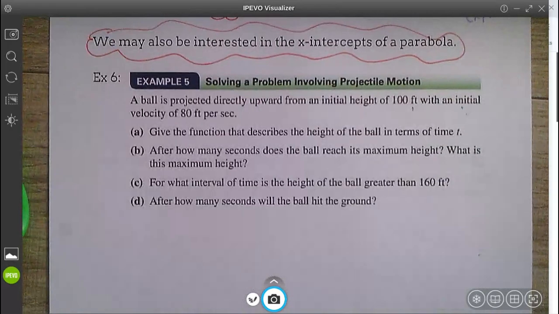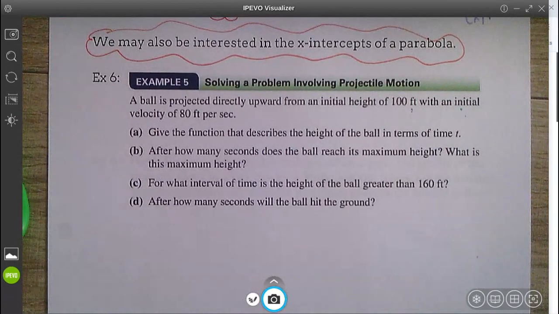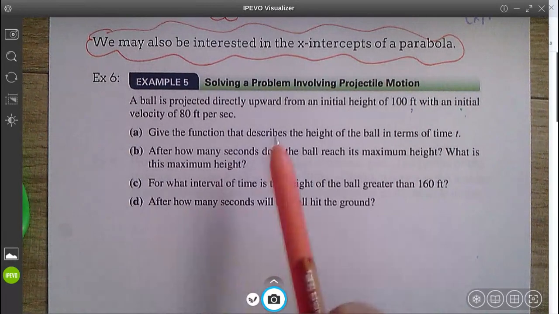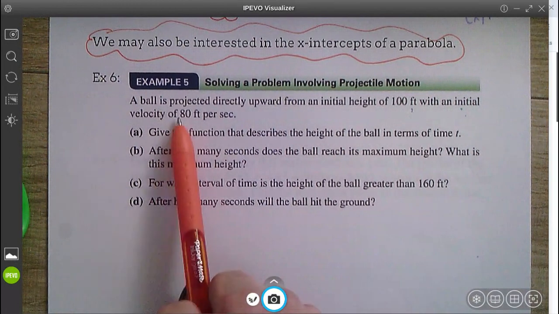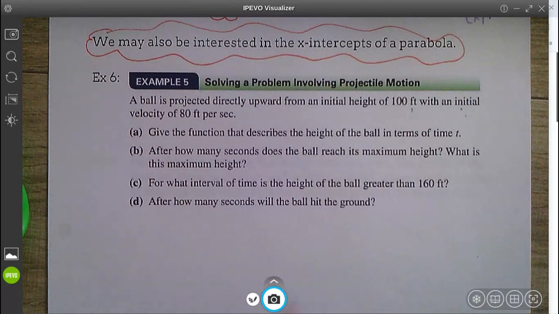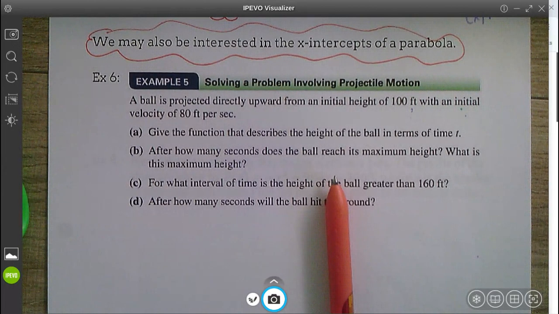Here we have a ball that is projected directly upward with an initial height of 100 feet and initial velocity of 80 feet per second. Ooh, I thought they gave us the equation for this. So pause while I get you that equation. You will not be asked to do these without the equation provided. I just missed that on there. So that's my bad.